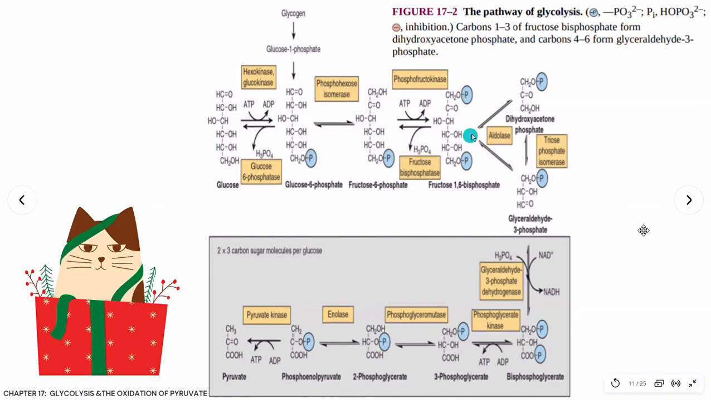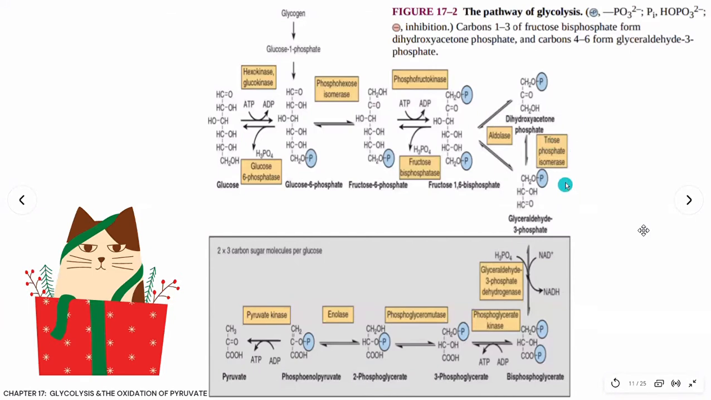So this is now split into two by an aldolase. One is dihydroxyacetone phosphate, the other one is glyceraldehyde 3-phosphate. This one we converted into glyceraldehyde 3-phosphate through triose phosphate isomerase. So actually, there will be two of these that will be produced from glucose. It is split, each one now containing a phosphate.